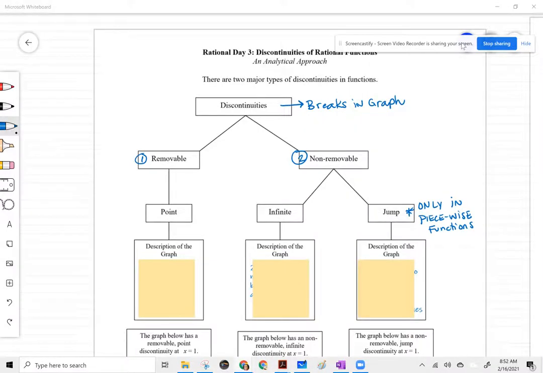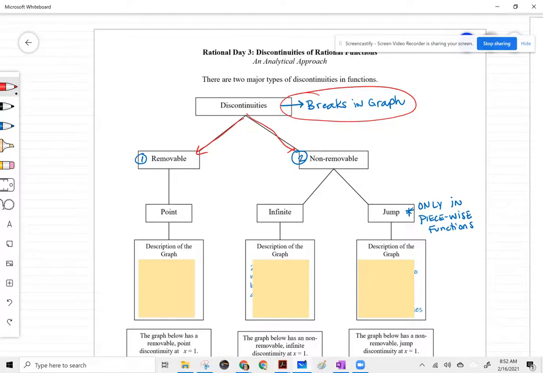Okay, so let's go ahead and talk about day 3 with our notes. There are two major types of discontinuities in functions. Before we go any further, I want to make sure that you understand that discontinuities are just breaks in a graph. So there are two types.